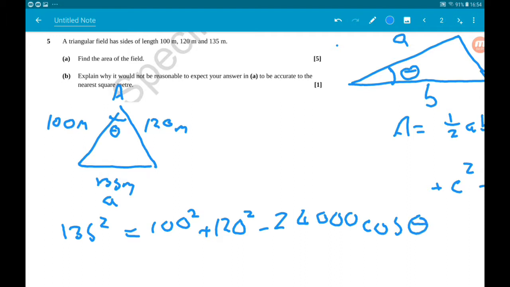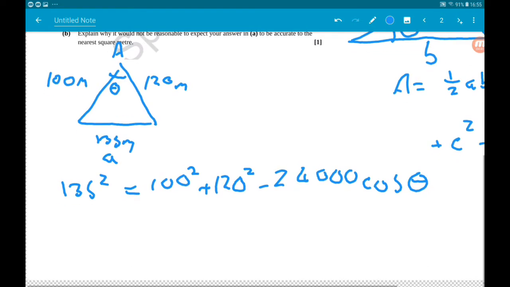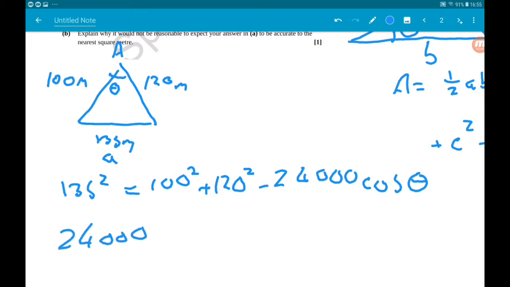Okay, so we now need to get cos of theta on its own. You could have rearranged the formula from the start. I prefer not to, but that's a choice. So, if we add 24,000 cos theta to both sides and subtract 135 squared, we get 24,000 cos theta is 100 squared, add 120 squared, minus 135 squared.